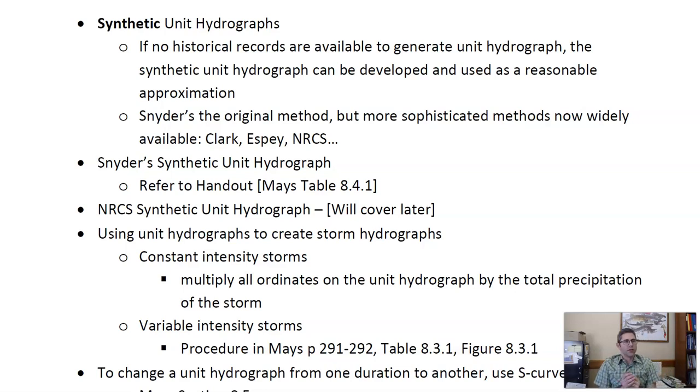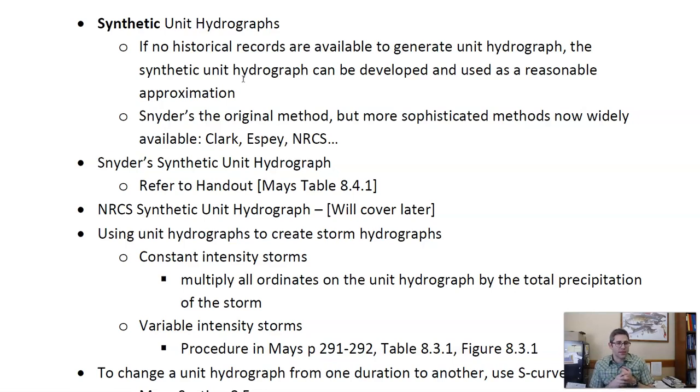Okay, so we've covered the introduction to the hydrographs. We talked about the unit hydrograph and generating a unit hydrograph from actual data. Went through an example problem of doing that and then applying it. So now I want to talk a little bit about synthetic unit hydrographs, which, if no historical records are available to generate the unit hydrograph, you can use as a reasonable approximation.